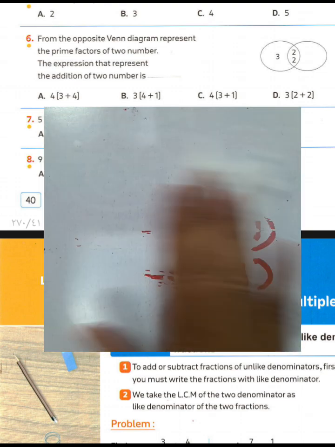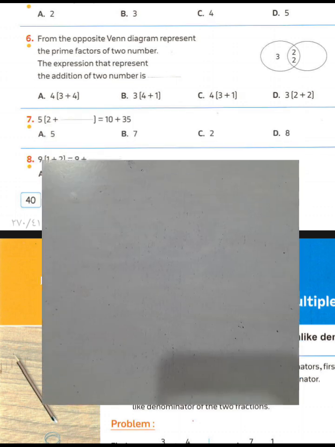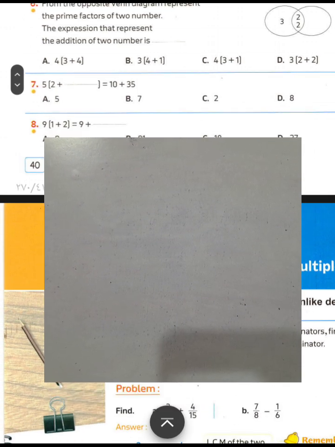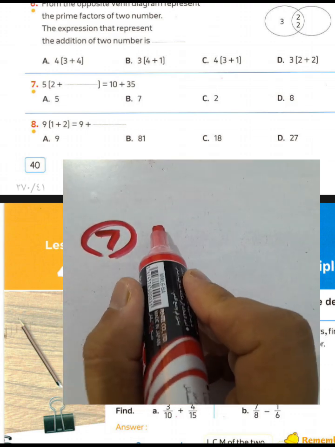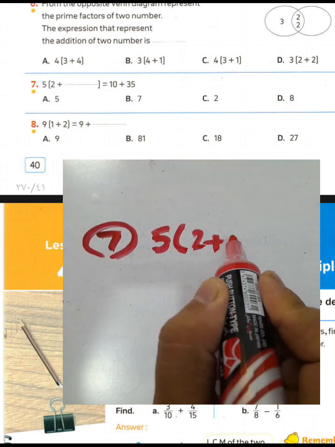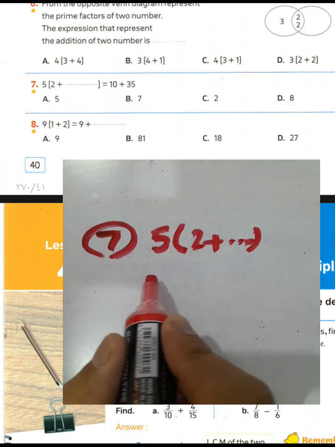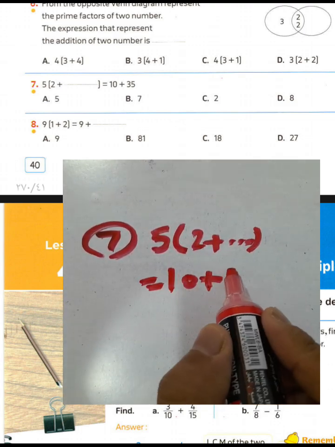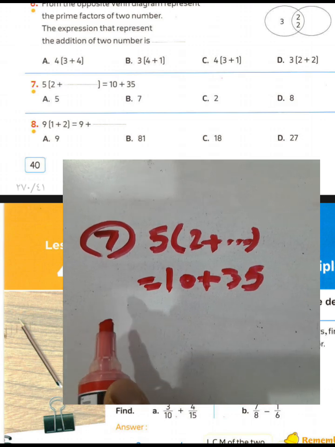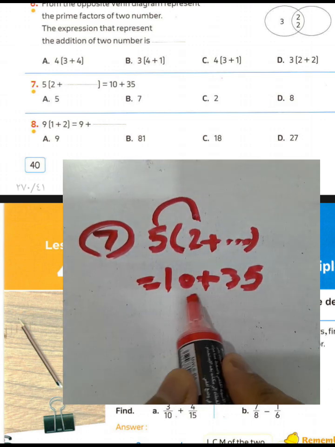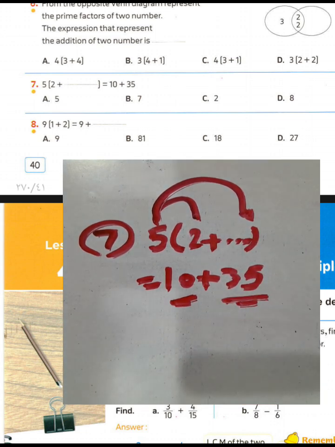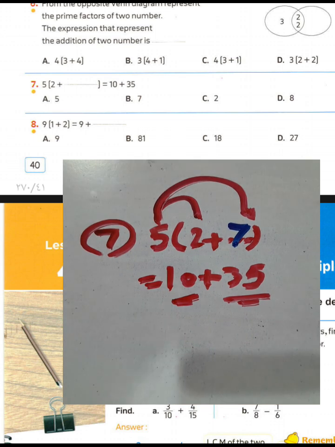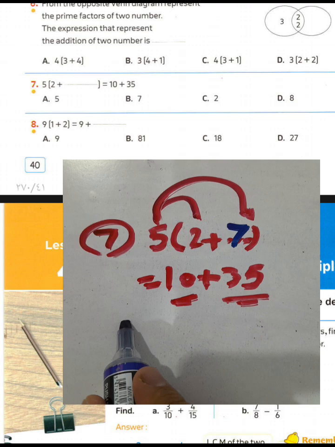Question number 7. 5 times 2 plus space equals 10 plus 35. We know 5 times 2 equals 10. And 5 times what equals 35? 5 times 7. Write 7 here. Understood? Choose letter B about question 7.